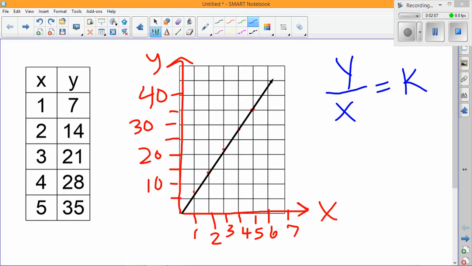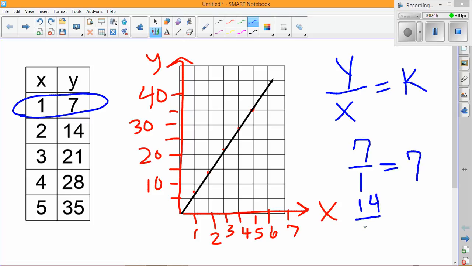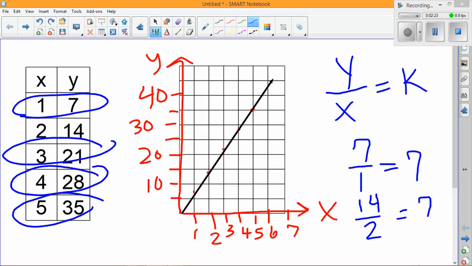So every time I divide a y by an x, let's take this first row for example, I should get the constant of proportionality, which is 7. The second one will be 14 divided by 2, which should be 7. And if you go through all the way down, if you divide y by x, you should get 7, which is the same as our constant of proportionality.